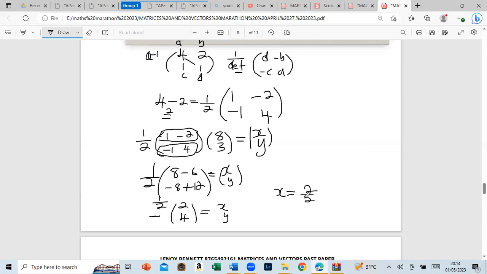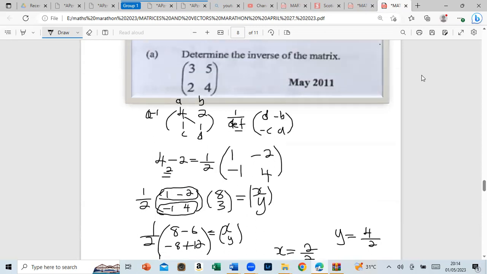So this will be the x value, and then to get the y value, we'll have 4 over 2. So x equals 1, and y equals 2. So that will be the solution. And you can check it if you wish.